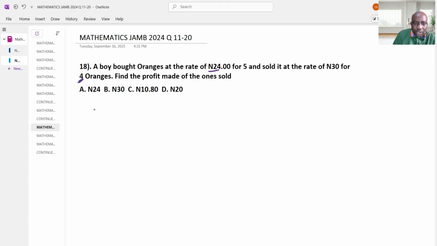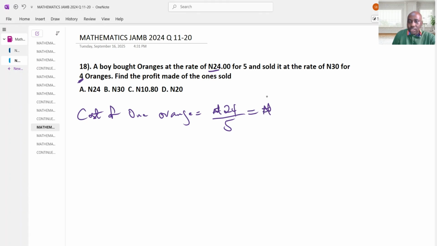How do we do that? You just say the cost of one orange is equal to 24 naira divided by 5. We know the cost: 24 divided by 5 gives me 4.8. This is the cost price, 4.8. Now the selling price. What is the selling price for one orange?